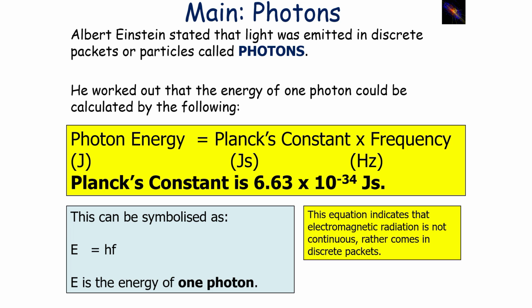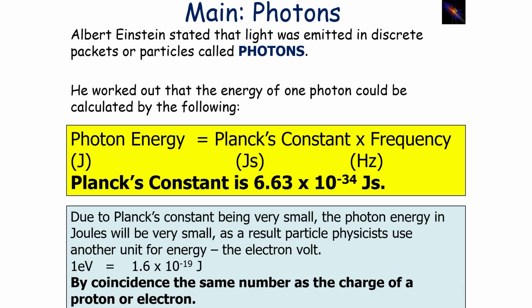Now, this equation indicates to us that electromagnetic radiation is not continuous, but rather comes in discrete packets or chunks. So this equation indicates to us that electromagnetic radiation is not just a wave, rather it is also a particle. It also shows us that as the frequency of a photon increases, the energy of the photon also increases.